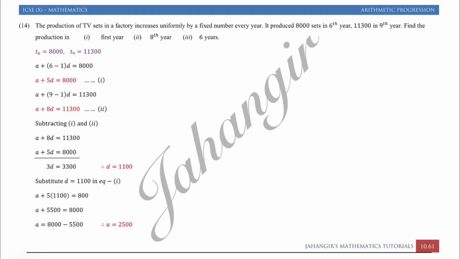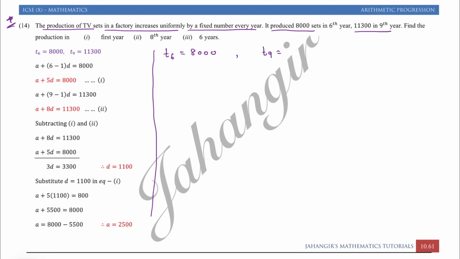Question 14. This is an important application based question. The production of the TV sets in the factory increases uniformly by a fixed number every year. If it produced 8,000 sets in the 6th year, that is T6 is equal to 8,000 sets, and in the 9th year it produced 11,300 sets, so we can write T9 is equal to 11,300.